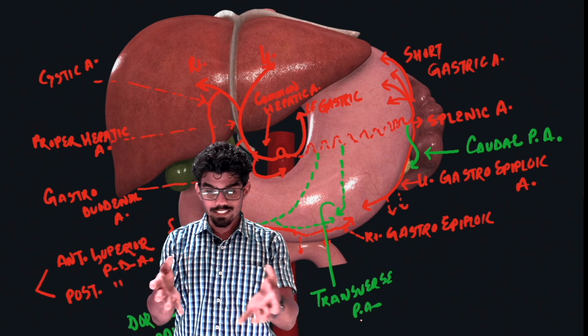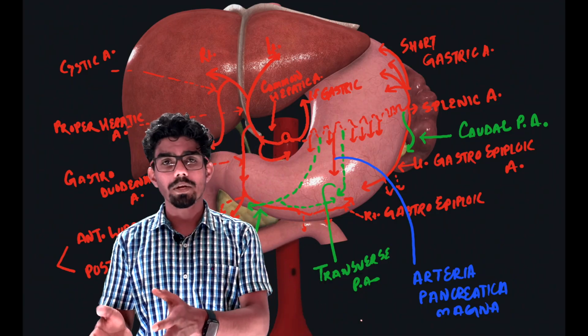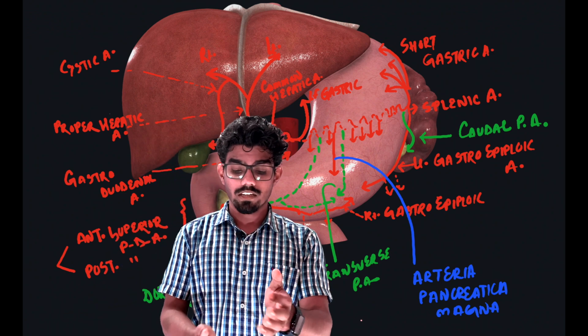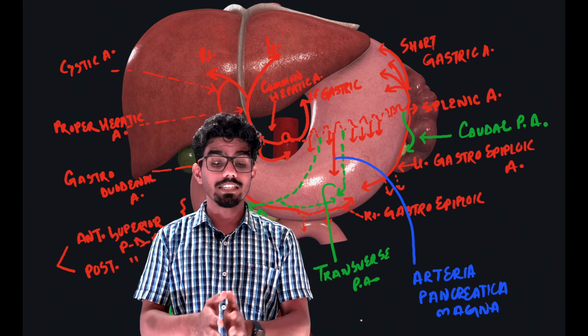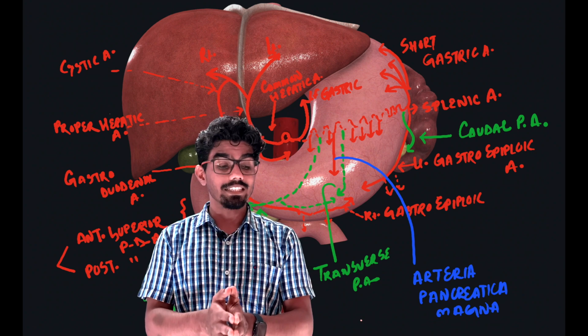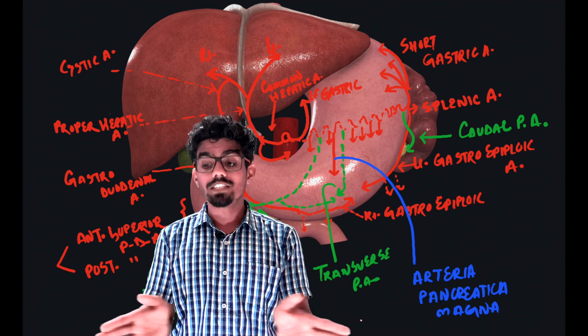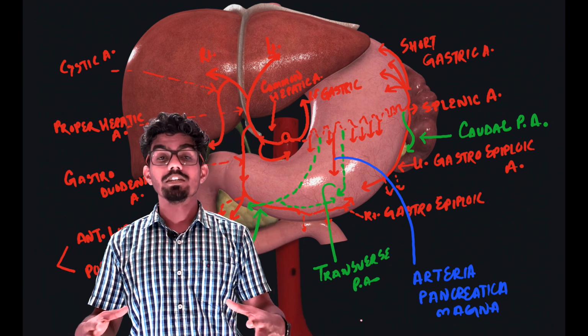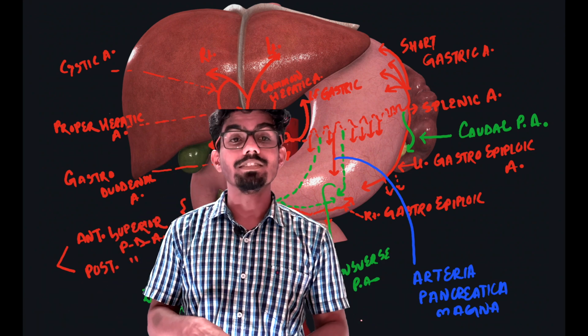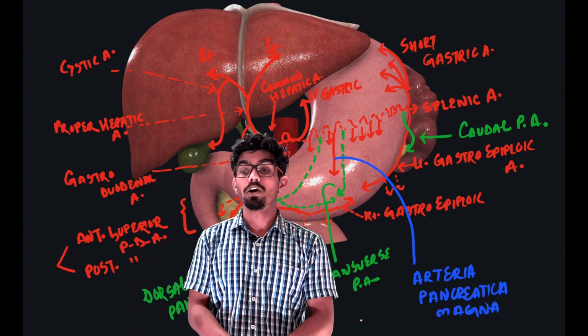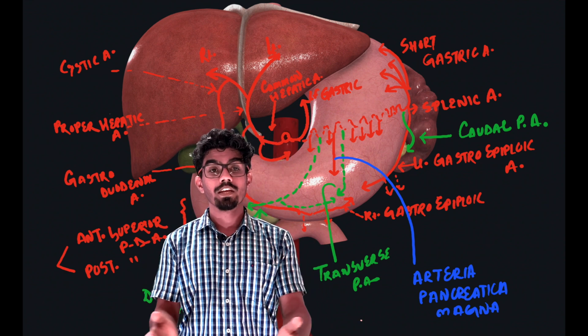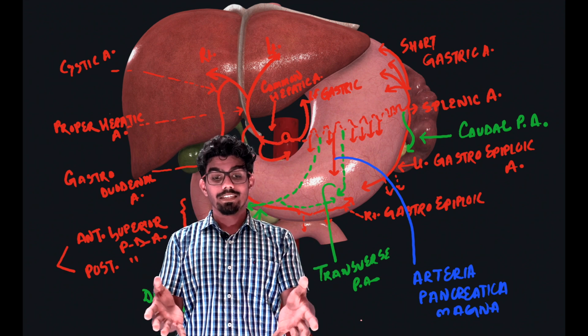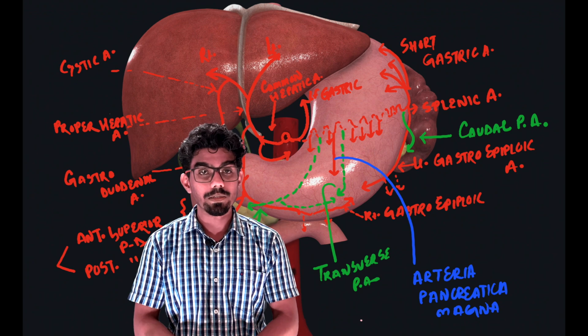And look, these arteries, the anterior superior pancreaticoduodenal artery, anterior inferior pancreaticoduodenal artery, dorsal pancreatic artery, caudal pancreatic artery, transverse pancreatic artery, these arteries anastomose with each other in the substance of the pancreas. So these are the arterial supply of your pancreas. Okay, and these are the overall branches of your celiac trunk.